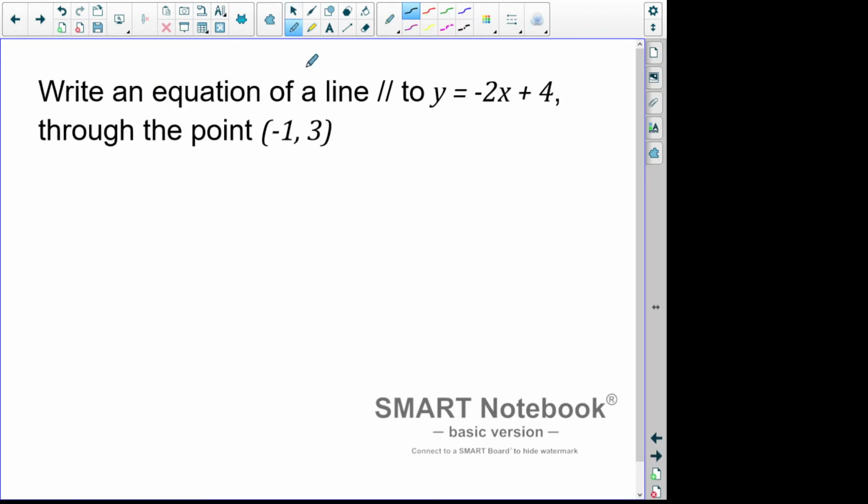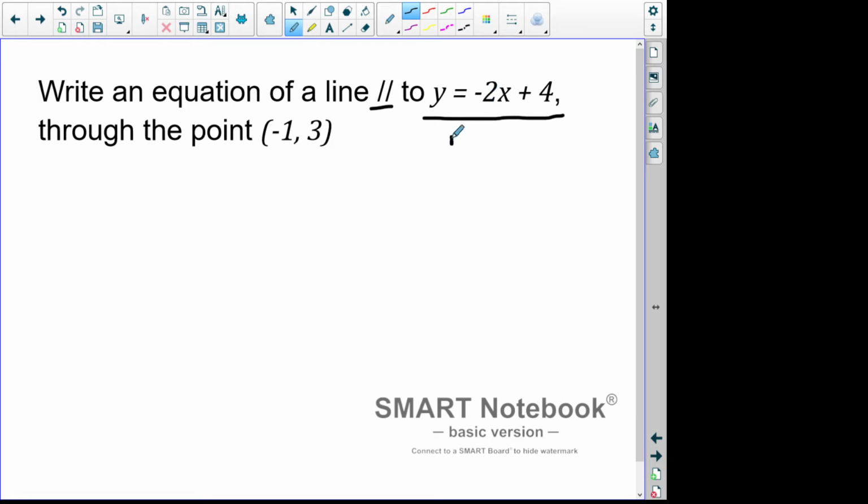So here's an example of something you might see. They're giving me a line. They tell me this line right here, y equals negative 2x plus 4. I want to write an equation for a line that's parallel to that, that goes through this point. Okay, so parallel to this line. That doesn't mean I want this line. I want a line that has the same slope. That's what parallel means. I want a line that has the same slope as this line.